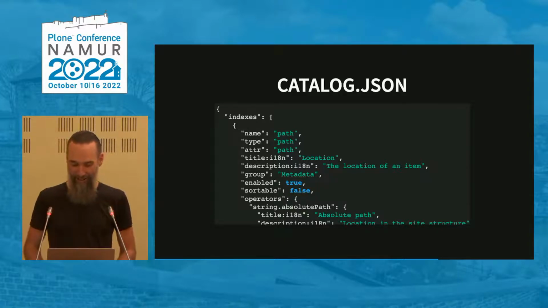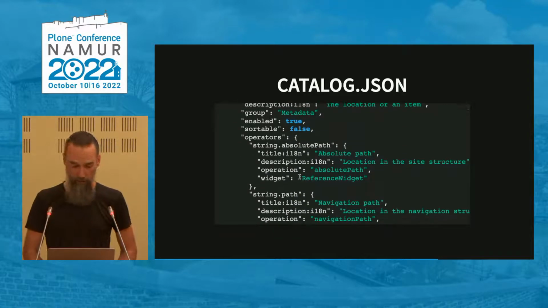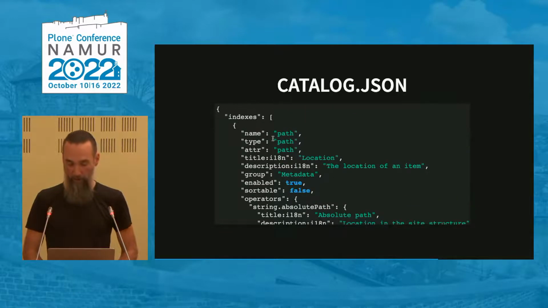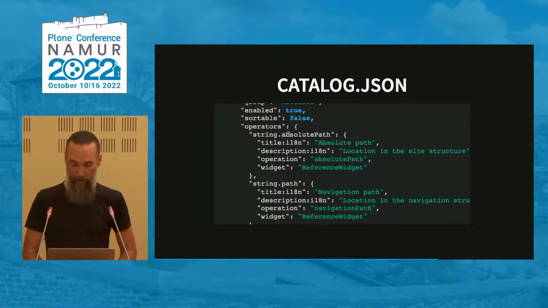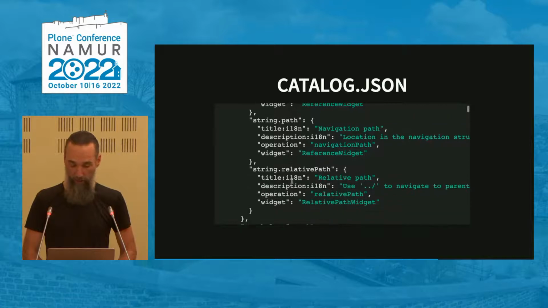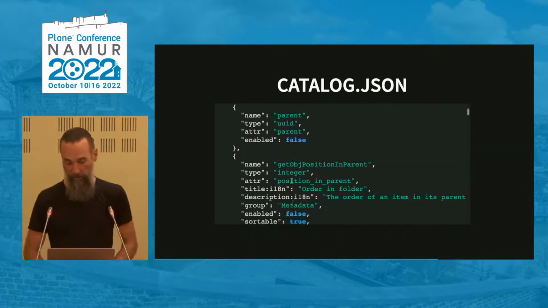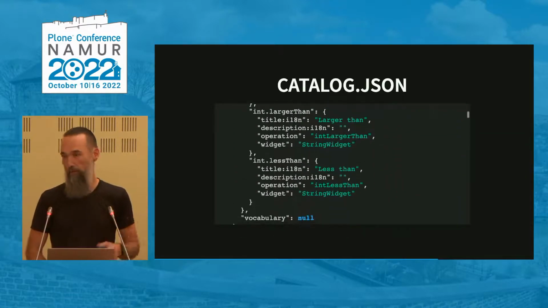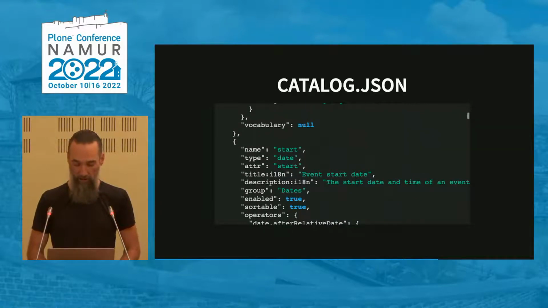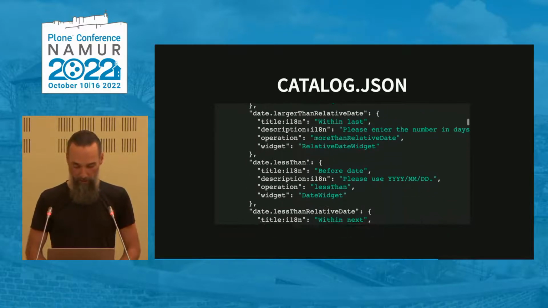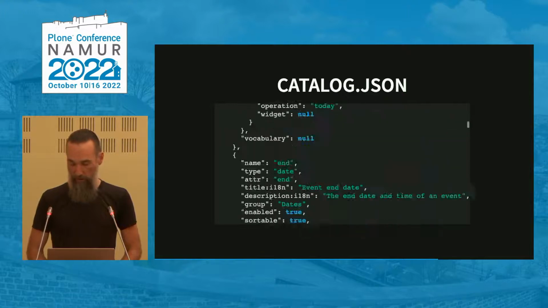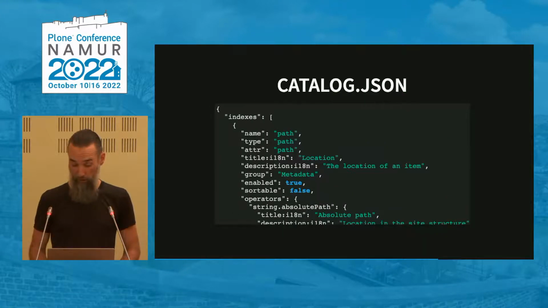So in this case, the catalog JSON just uses all those, so I can have all my catalog indexes. They can be grouped, and they have some operators. So you can say, in this case, this is a path index, and I can use the absolute path operator or the relative path operator and stuff like that, and then UUID, etc. And these are more or less the same indexes as we have in Plone, like start and end dates and everything. So these are your options which you can use to query.